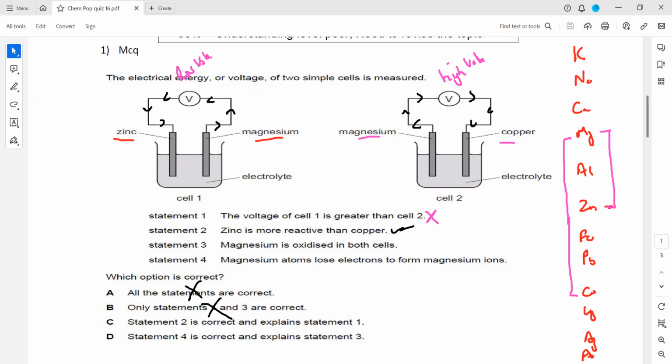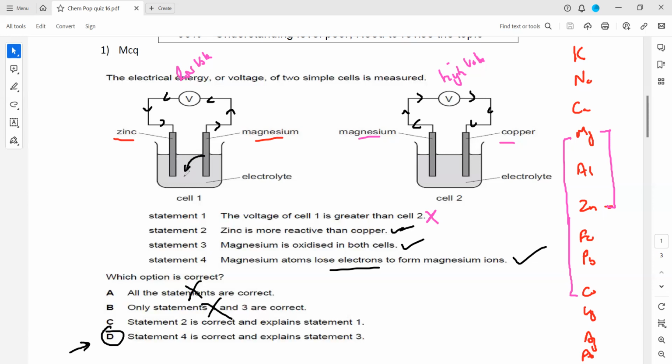So statement 3 is correct: magnesium is oxidized in both cells. And statement 4, magnesium atom loses electrons to form magnesium ion, is also correct, because that's the definition of oxidation. What is the definition of oxidation? Oxidation means loss of electrons. So magnesium is losing electrons and turning into an ion, or magnesium is oxidized. Statement 4 is also correct and explains statement 3. That's why option D is the right answer.